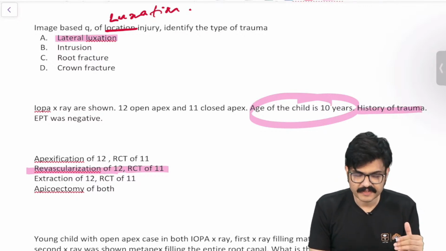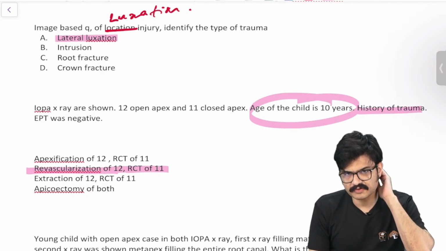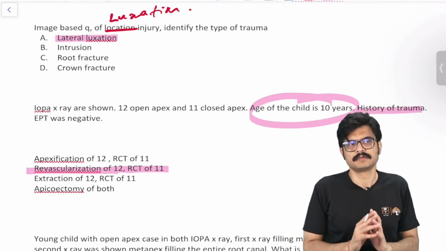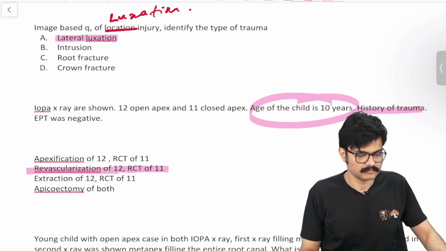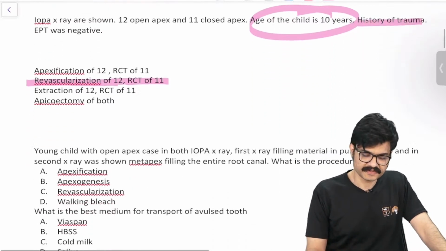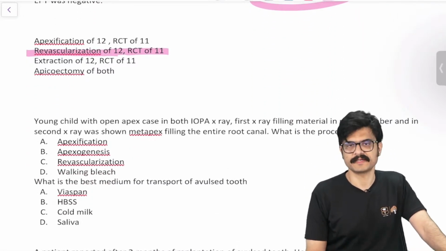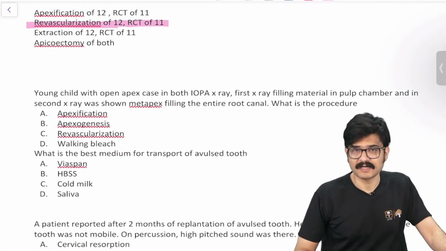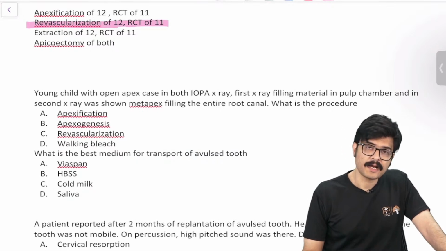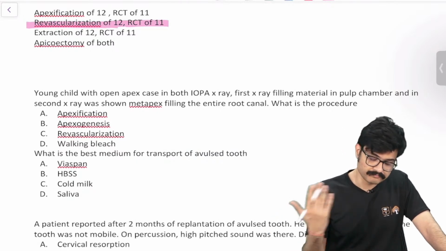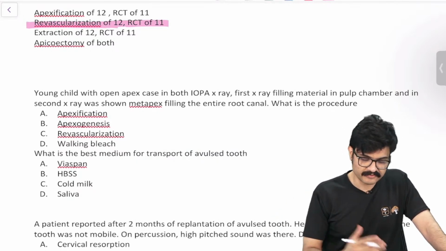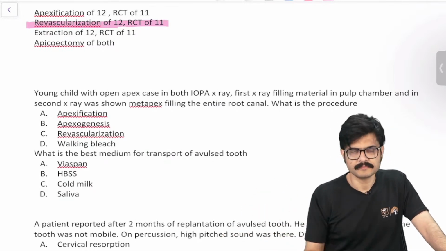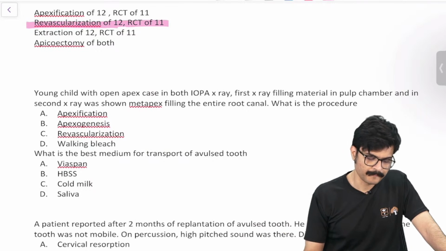Right? Apexification, option A, that is apexification of the lateral and RCT of 1-1, is also not wrong, but a better option would be to attempt revascularization of this open apex case. Try to gain some strength in the root of this young 10-year-old kid. So revascularization is a better answer for the lateral incisor. Normal root canal is obviously the best answer for the central incisor.